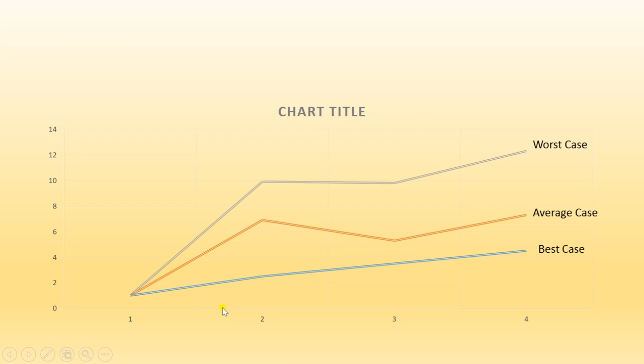In this graph, you can see that this first one is the worst case. Next is your average case, and the last one is your best case. For example, if you are running a loop, I have given a condition in the loop.